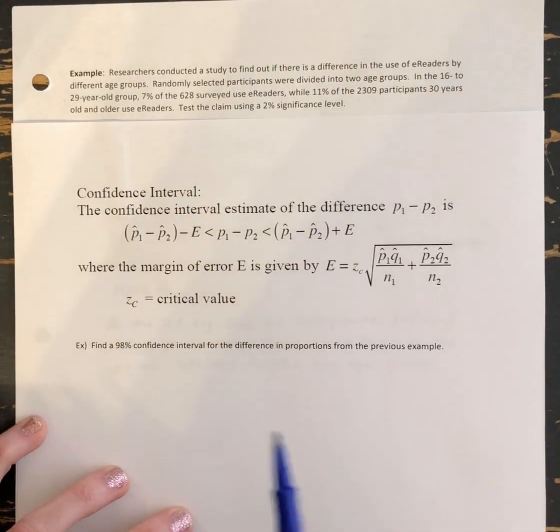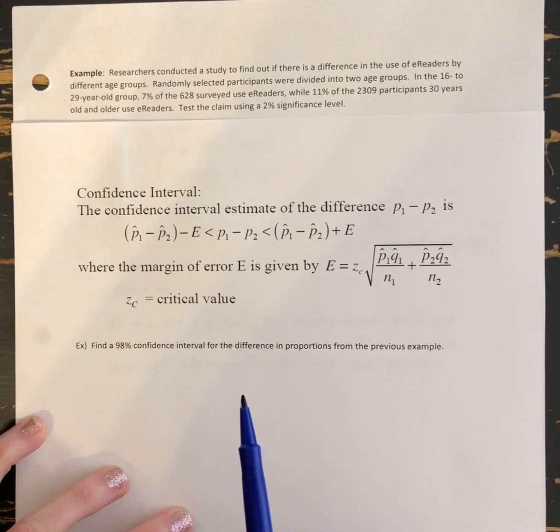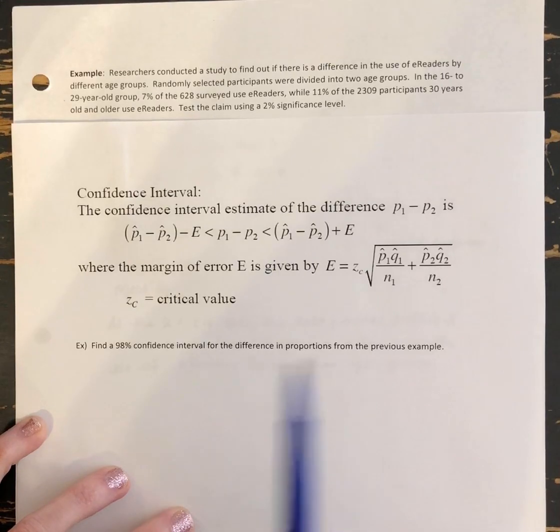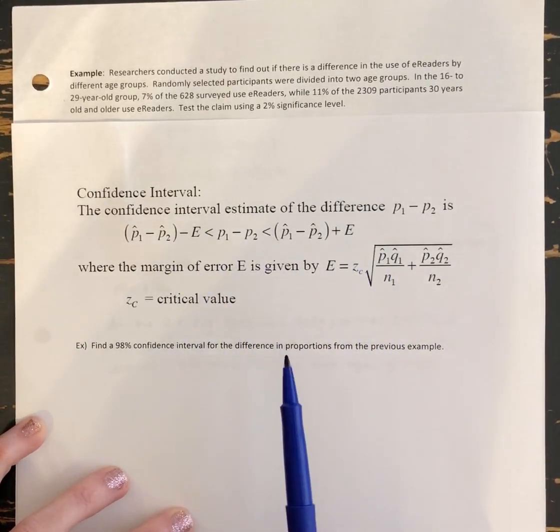All right, continuing on with two population proportions, we are going to move into an example of finding a confidence interval for the difference between two population proportions. And so we're going to stick with the same example we just did the hypothesis test for with the two different age groups for e-reader use. What we have up here is the formula for finding these confidence intervals by hand.